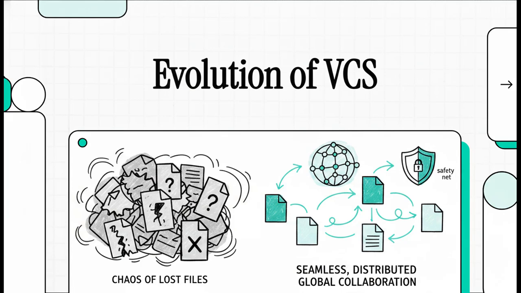Today, we're unpacking the absolutely fascinating evolution of version control systems and why they are, quite literally, the ultimate safety net for all your hard work. We're going to trace this wild journey right from the absolute chaos of losing your files all the way to the modern era of seamless, distributed, global collaboration. If you've ever accidentally deleted a crucial file or overwritten hours of meticulous work, well, you are going to find this incredibly validating. Let's get into it.